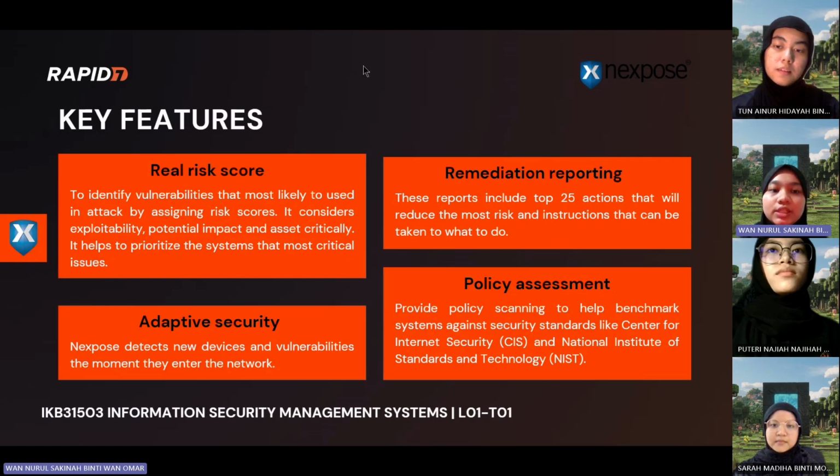The second one is adaptive security. Nexpose detects new devices and vulnerabilities the moment they enter the network. The third one is remediation reporting. This report includes the top 25 actions, with instructions on how to reduce risk and what action can be taken.